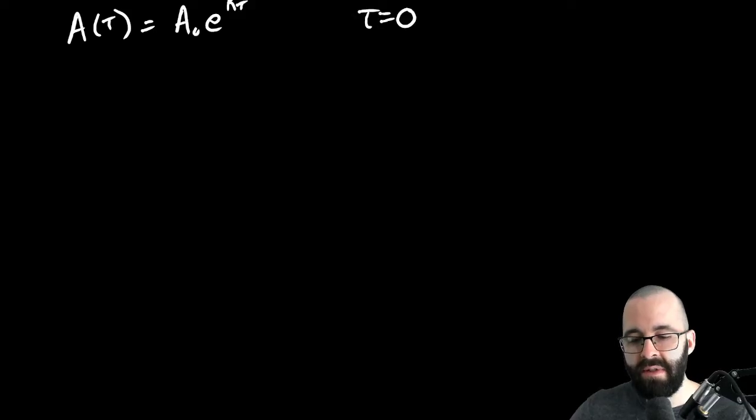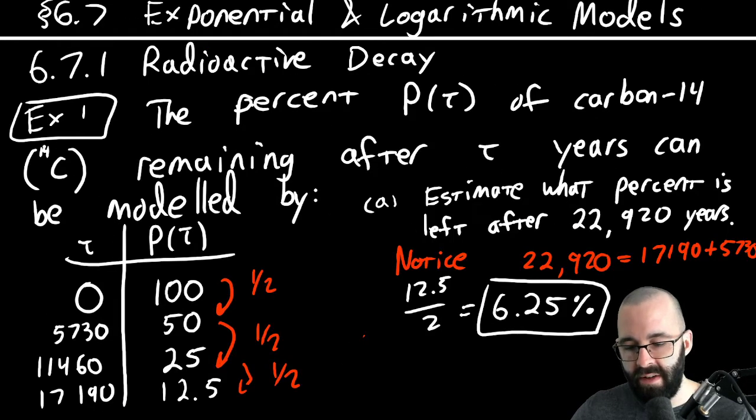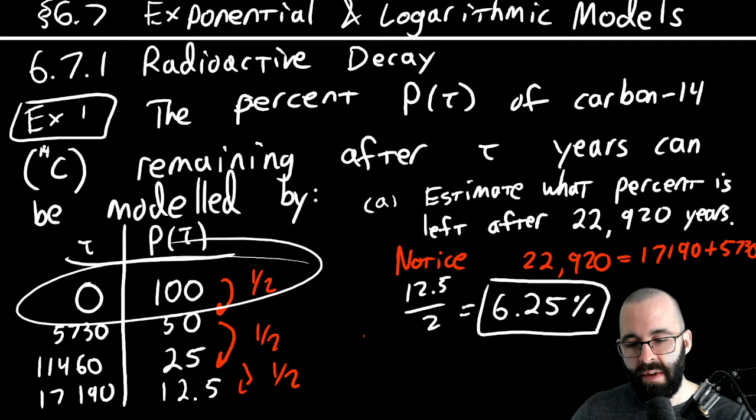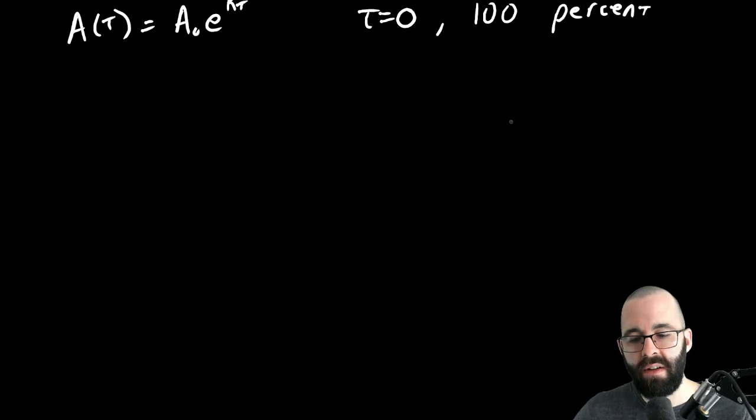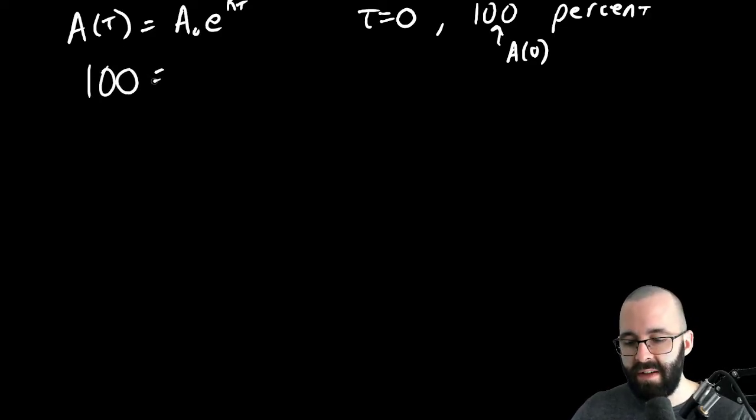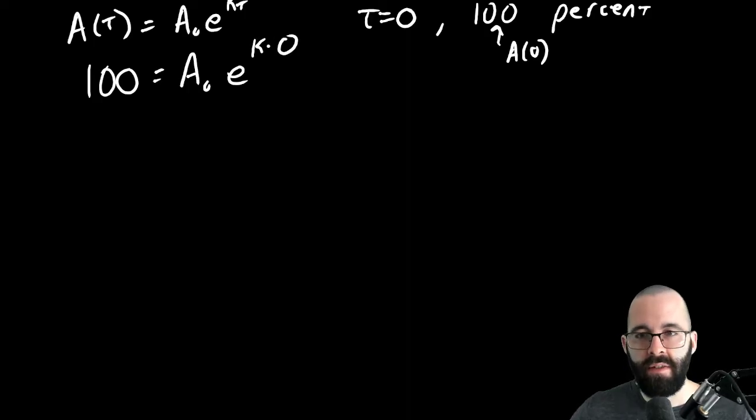So when T equals 0, what percent do we have? Plug in some points to figure these out. When t equals 0, our percent is 100%. That's going to be our A of t, or A of 0. Plug in 0, we should get 100%. Plug in t, plug in our value of A, and let's figure out what this constant is.